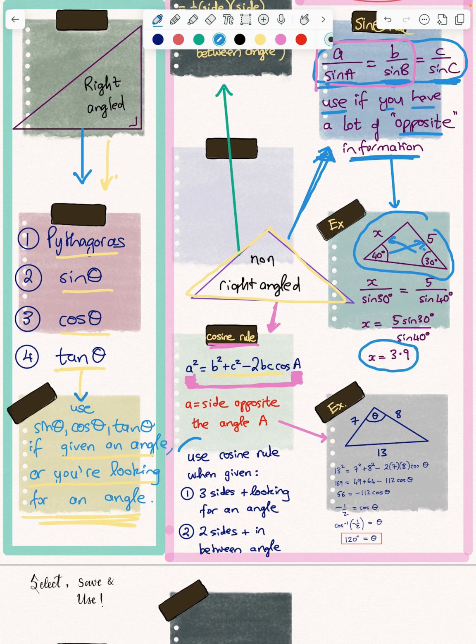You want to be prepared so that you can jump straight to using the rule you should be using. So you should use it definitely if you're given three sides and looking for an angle. That's the only rule to use, it's the cosine rule. Or if you're given two sides and looking for the in-between angle, generally you'd use the cosine rule. Sometimes you can use the sine rule in that instance too. And there's a little example, given three sides looking for an angle. And 13 is opposite θ, so 13 is on its own there and θ is on its own over there.